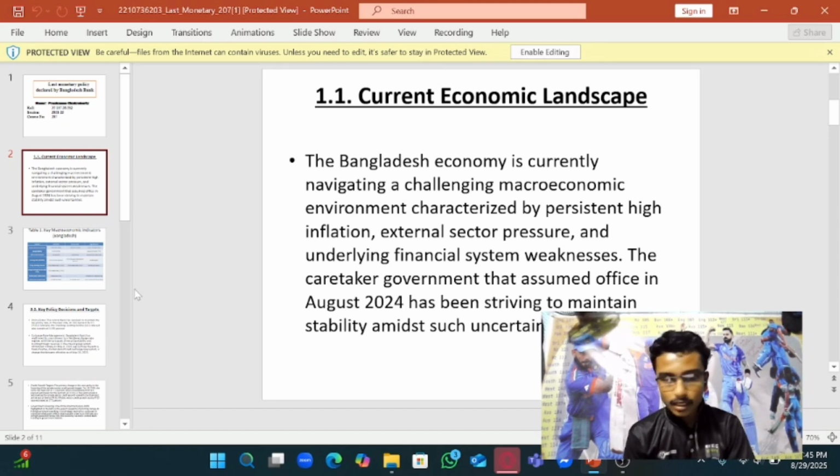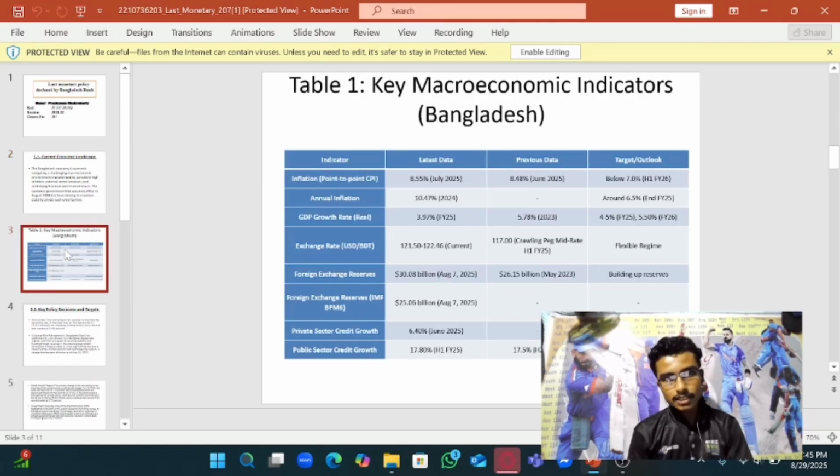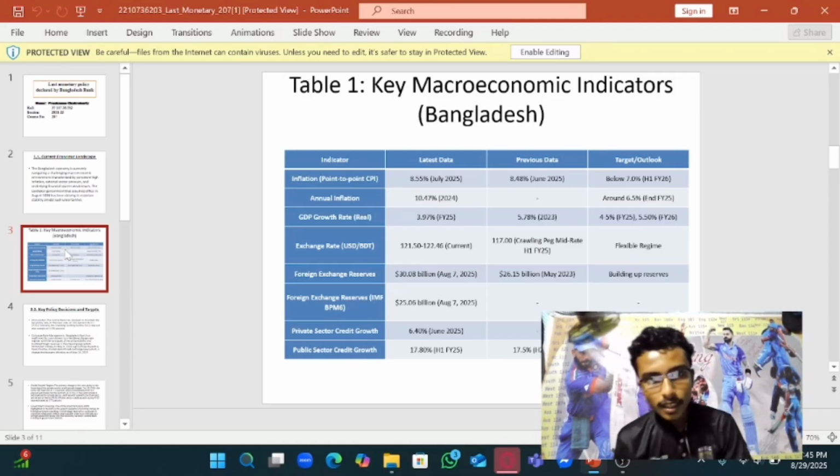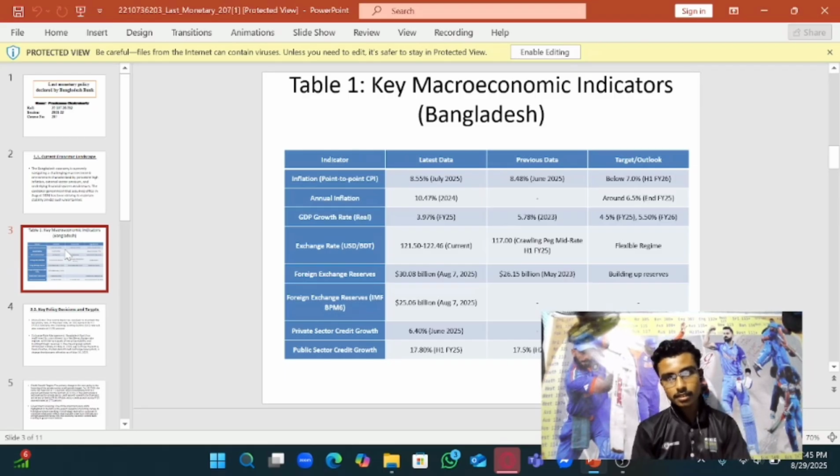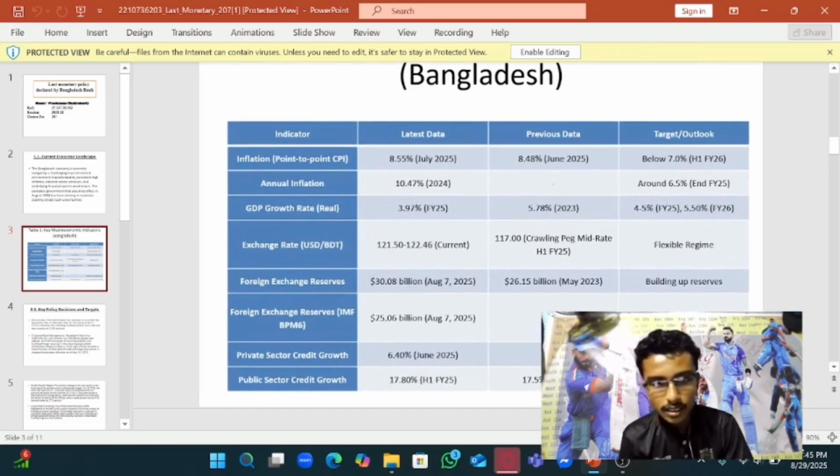Okay, let's move on to the next slide. First of all, here is Table 1, which I also mentioned in my assignment. Here are the key macroeconomic indicators in Bangladesh. Let's zoom in and clearly view some indicator points: latest data, previous data, and target outlook.